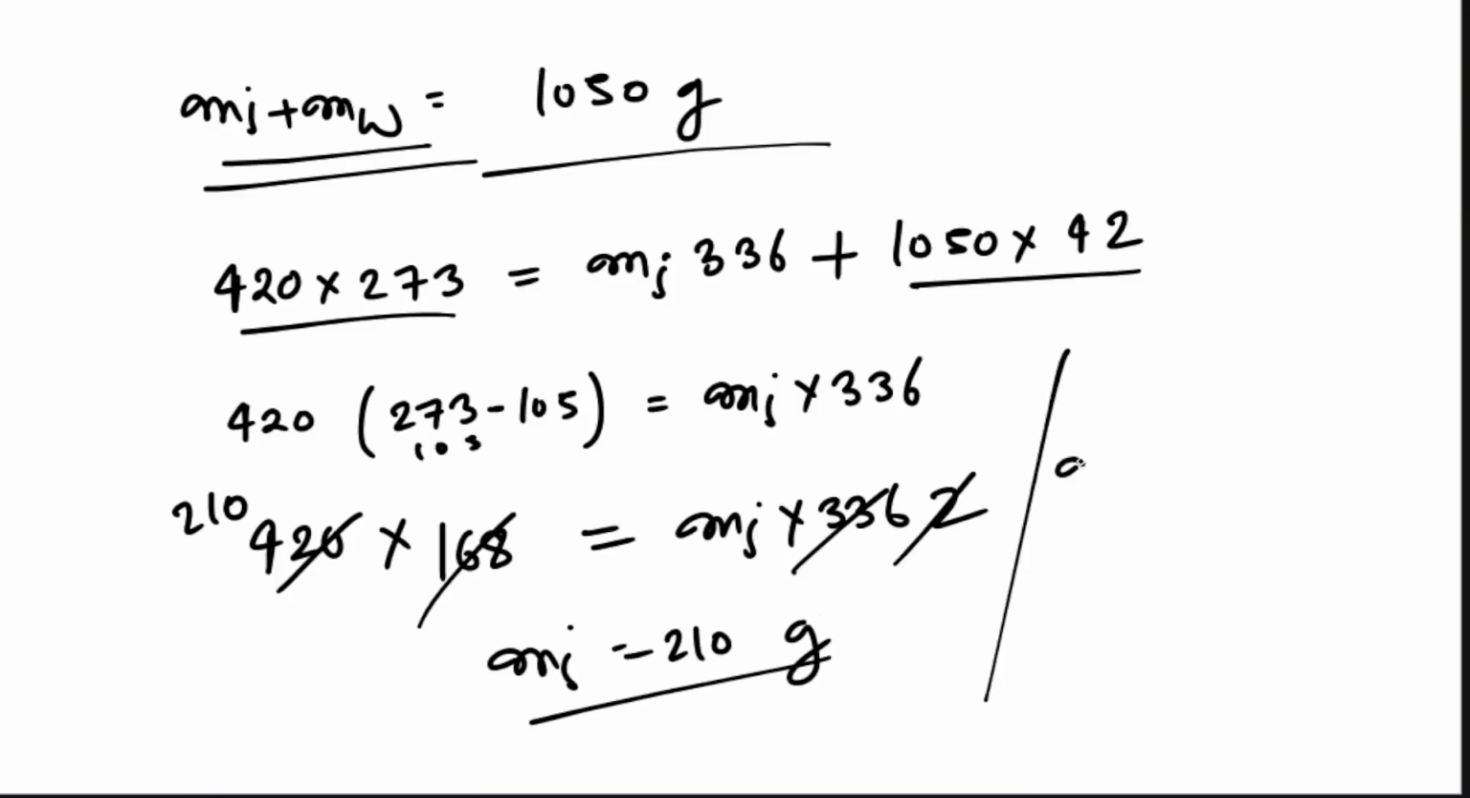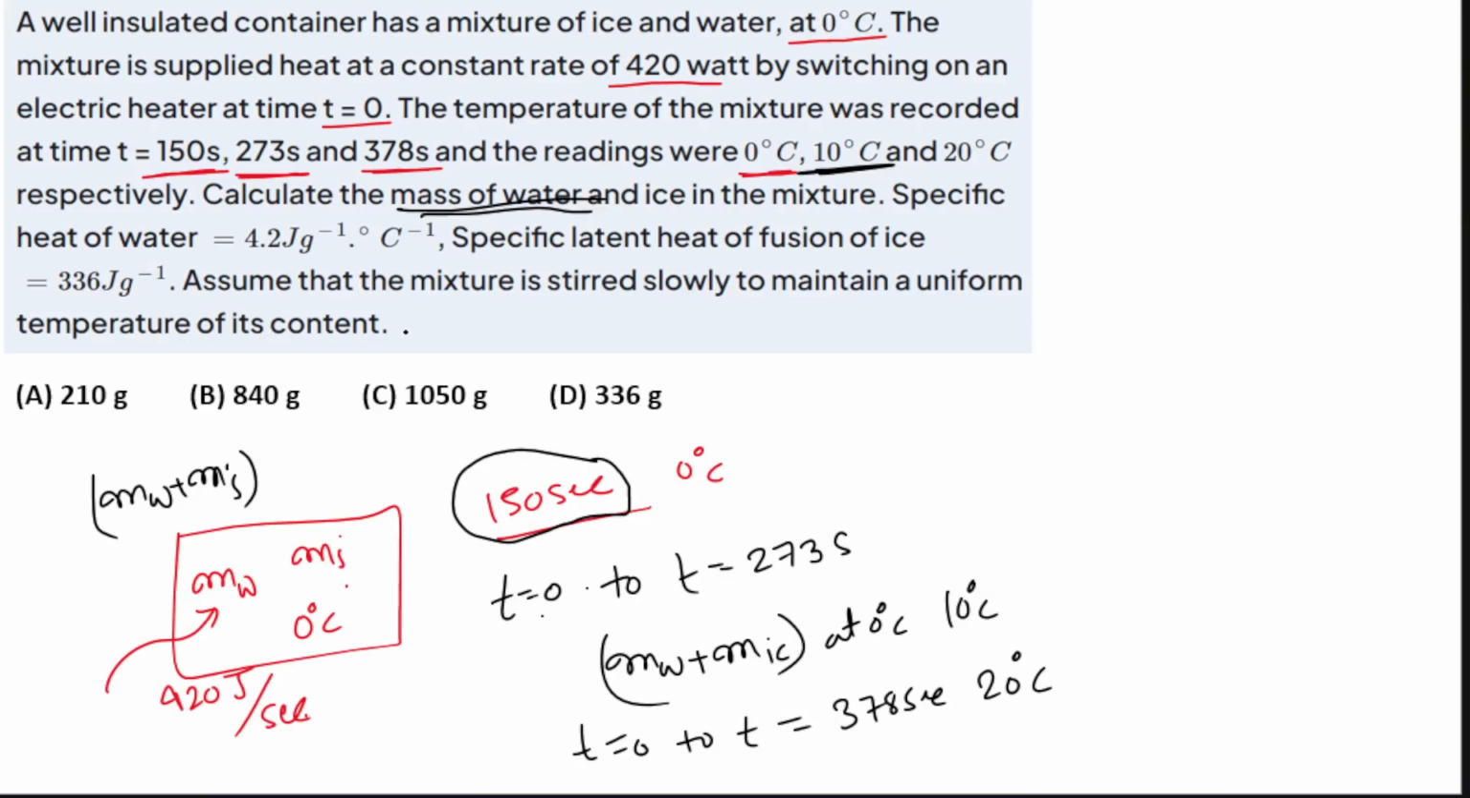Okay? So what will be mw? For mw you write 1050 minus 210. So if you subtract it, you will be getting how much? 840, right? 840 gram. So the answer will be what? The answer will be 840 gram. 1050 is mi plus mw. 210 is mi. This is mi, this is mw, and this is mi plus mw.